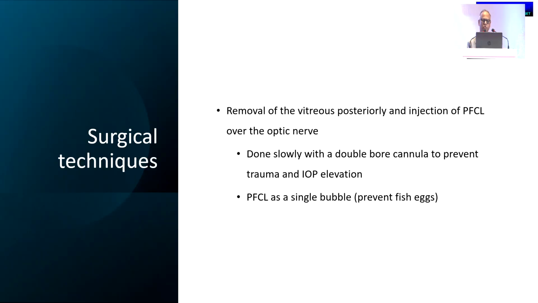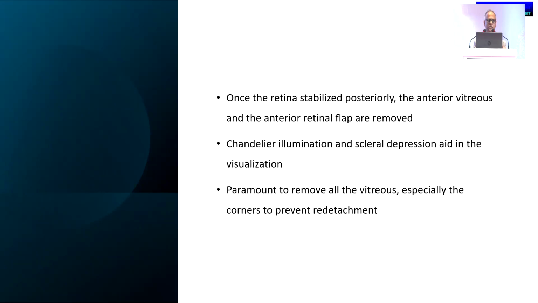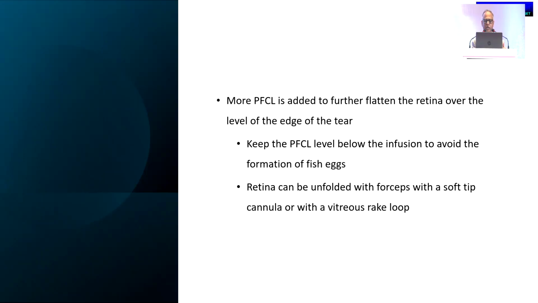Surgical technique, as we know: removal of the vitreous posteriorly and injecting the PFCL, which is done very slowly with a double bore cannula. PFCL should be given as a single bubble to prevent fish eggs. Once the retina is stabilized, the anterior vitreous and the anterior retinal flaps are removed, and you can use chandelier illumination. It is paramount to remove all the vitreous, especially in the corners, to prevent redetachment. Then we put more PFCL up to the edge of the tear, and the PFCL level should be kept below the infusion cannula to avoid the formation of fish eggs.